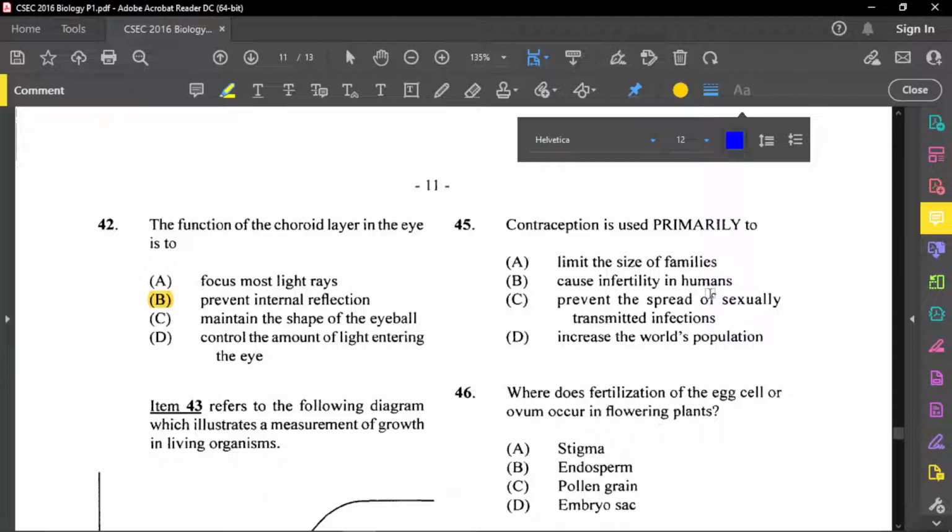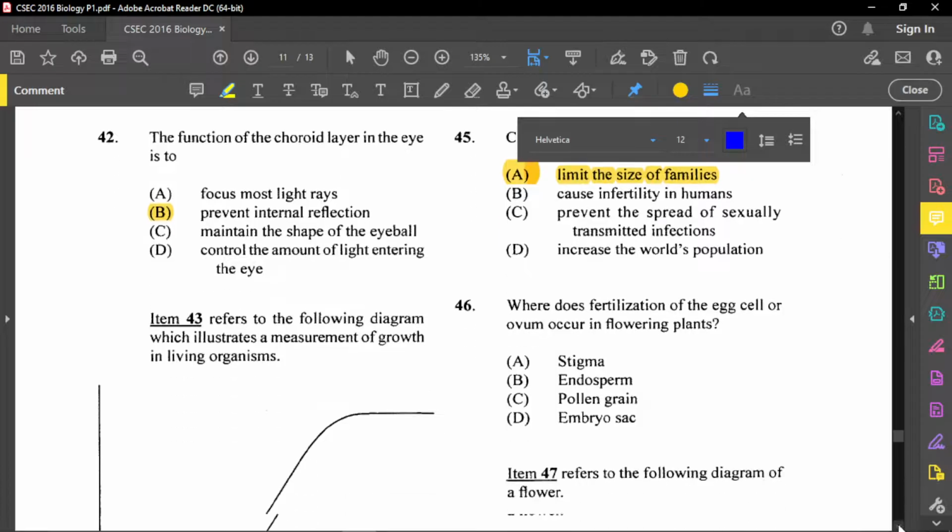All right, let's go to 45 at the same time. Question 45 says that contraception is used primarily to do what? Limit the size of families. That's a nice option right there. Cause infertility in humans? No, that's not the purpose of it. That would be wicked. Prevent the spread of sexually transmitted diseases? That's not the purpose. It's to control and prevent pregnancies. So A seems good. Increase the rural population? No, it's actually A. Yeah, so A is the option right here. All right, so we can go to 46.